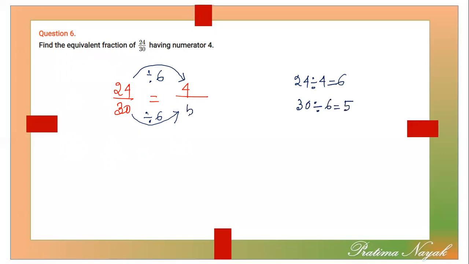In the previous questions we were making smaller fractions to greater, so we were multiplying. Here the question is making bigger to smaller, so we divide. 30 divided by 6 is equal to 5. So 4 by 5 is the answer.